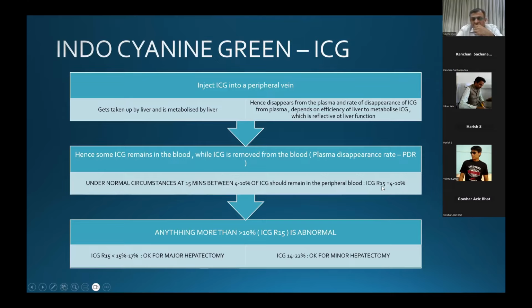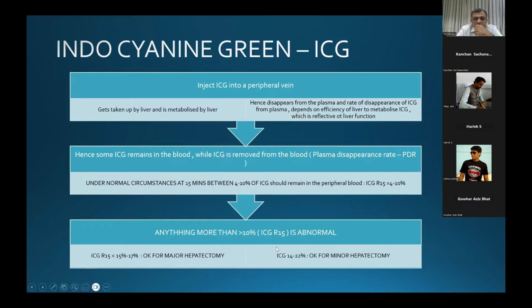And these estimations are done through spectrophotometry. It has to be done in a specialized biochemistry lab. Not every hospital will have it. And therefore, if you have anything more than 10% remaining in the blood at the end of 15 minutes, it would mean that this particular liver is not optimally functioning.